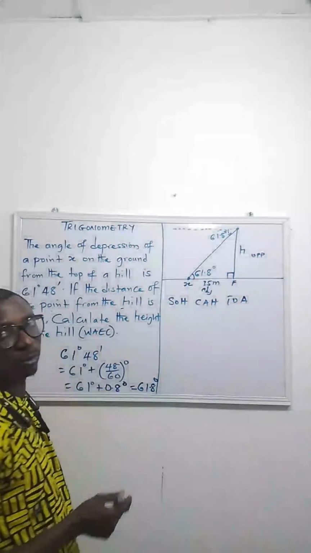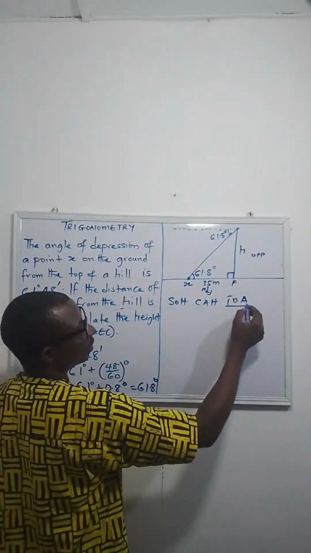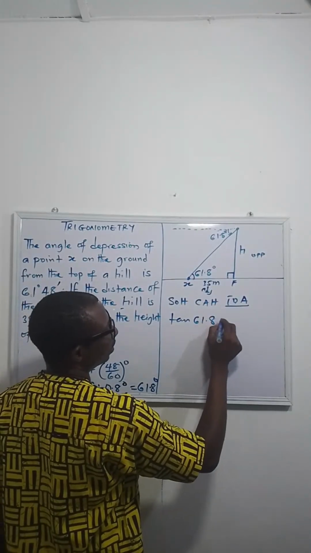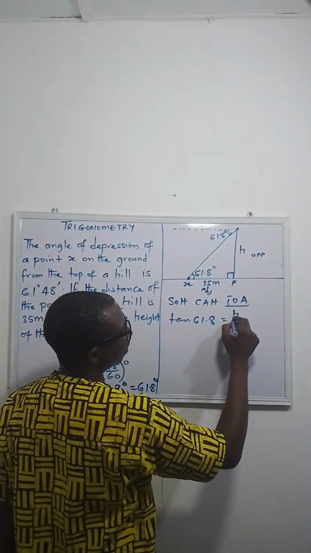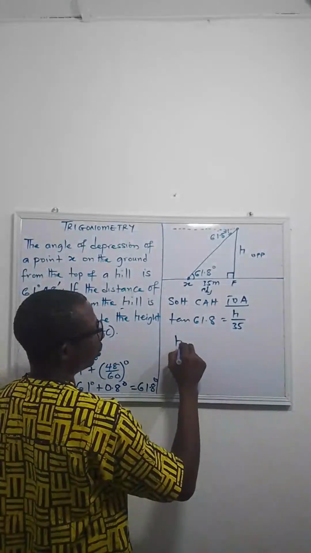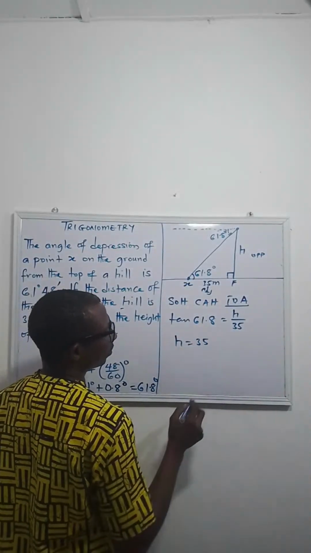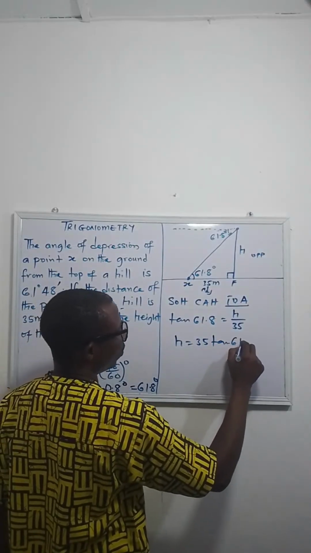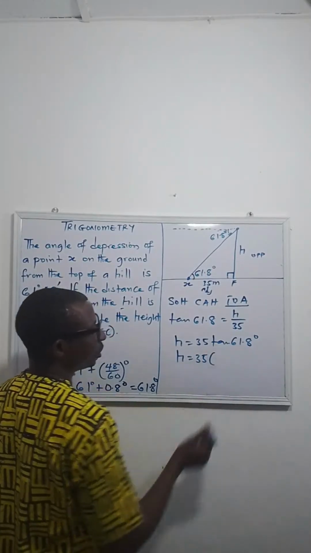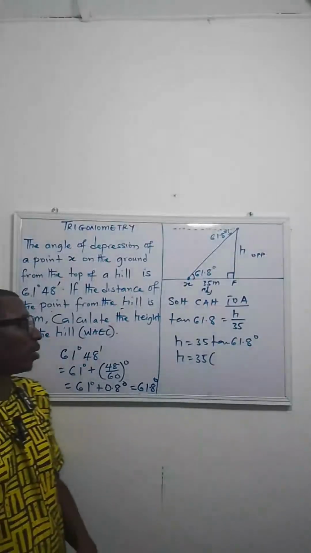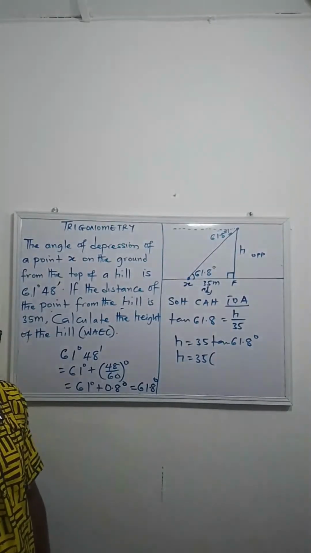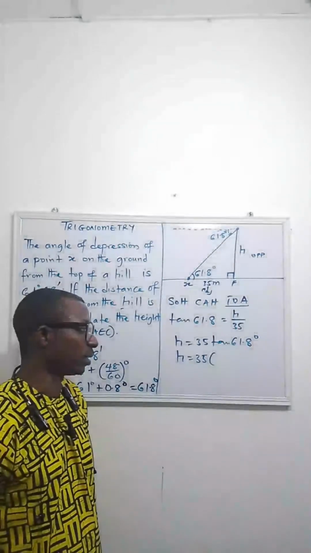So which one are we going to make use of? Now it's going to be tan, so opposite and adjacent. So we have tan 61.8 equals opposite, which is the height, over adjacent, that's 35. So we cross multiply, we have h equals 35 times tan 61.8 degrees. So the height will be 35 times, now can you check this one in your four-figure table? What is tan 61.8? Or you punch that on your calculator.